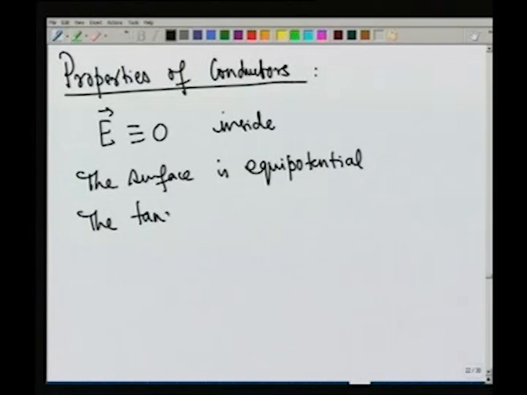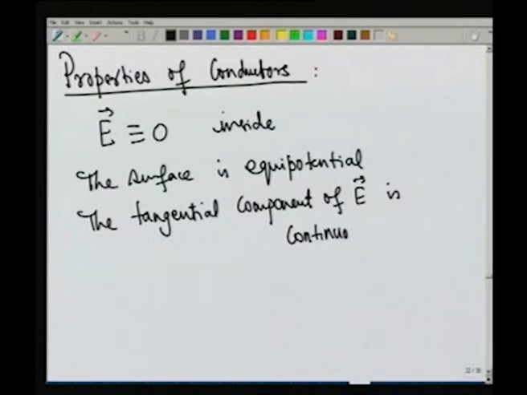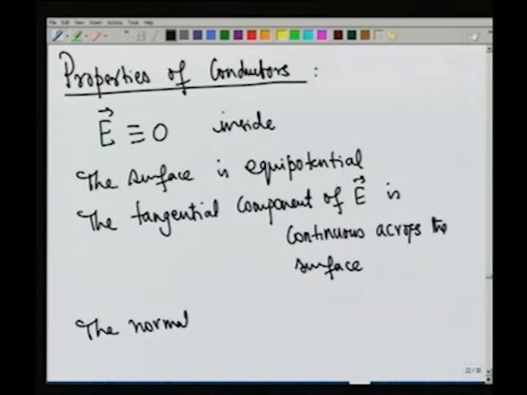The tangential component, it is sometimes also called the parallel component or the in-plane component of E, is continuous across the surface. The normal component is discontinuous, and the discontinuity is simply given by sigma by epsilon naught. The discontinuity at every point is given by sigma by epsilon naught.